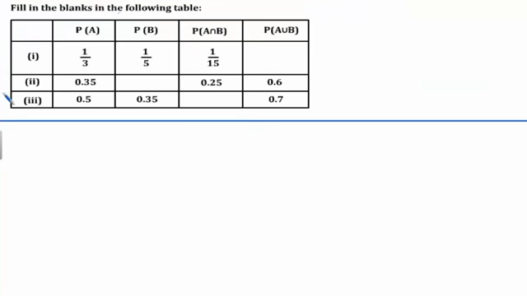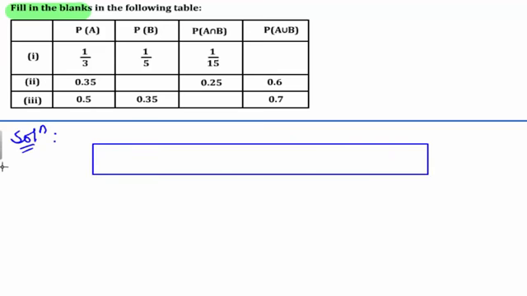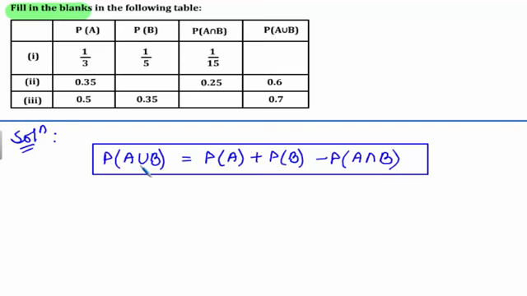In this question, we have to fill in the blanks of the following table. Let's begin with the solution. And first, let us understand a formula which says that probability of A union B is given by probability of A plus probability of B minus probability of A intersection B. So using this formula, we will fill up the blanks in the given table.